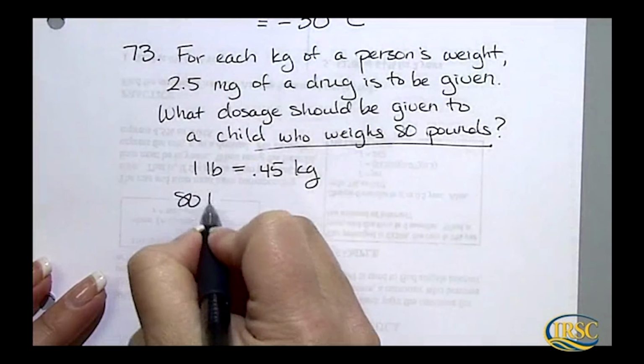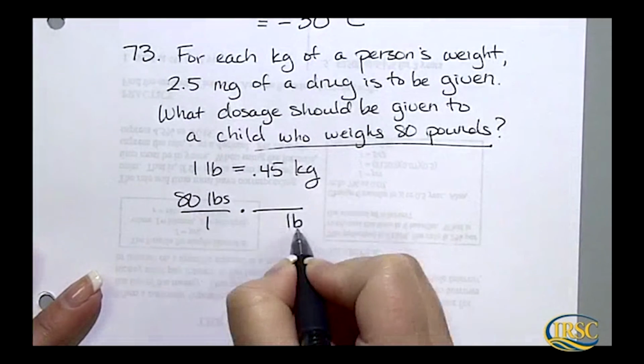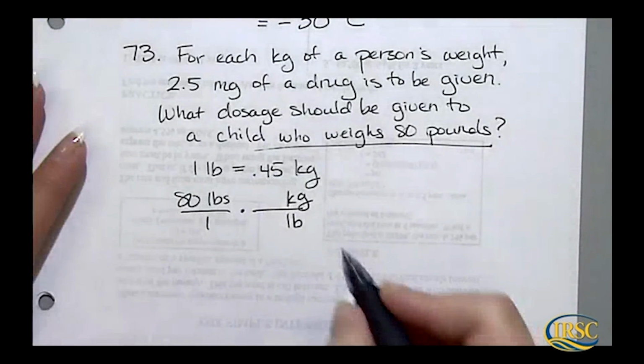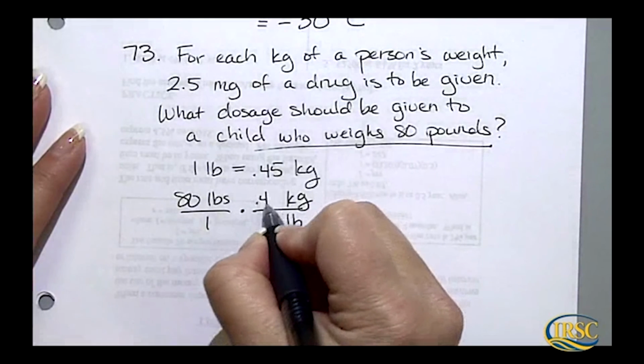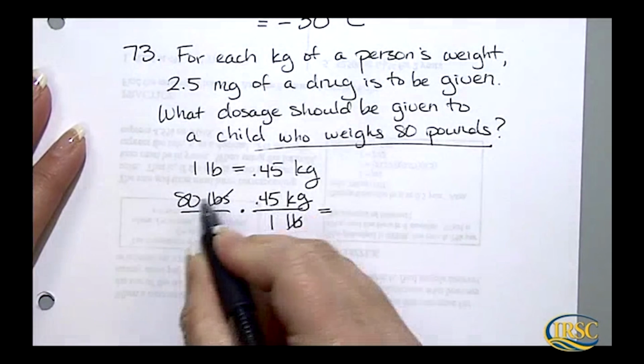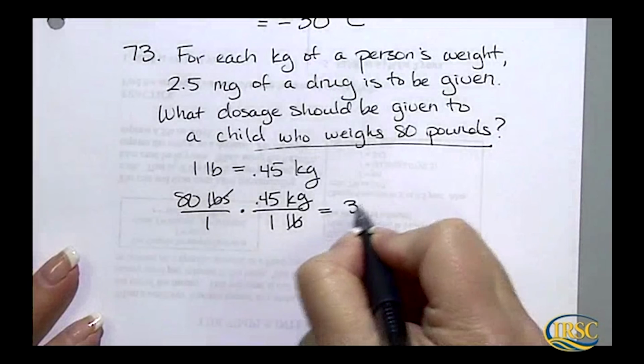All right, so starting with 80 pounds over 1, then that tells us that pounds has to go diagonal, kilograms up top. Again, the beauty of dimensional analysis is that you never have to wonder, am I supposed to multiply or divide? Because if you set up your fraction properly, it will set up what you're supposed to do. So 0.45 kilograms over 1, showing us that we have to multiply 80 times 0.45. Okay, so 36 kilograms.